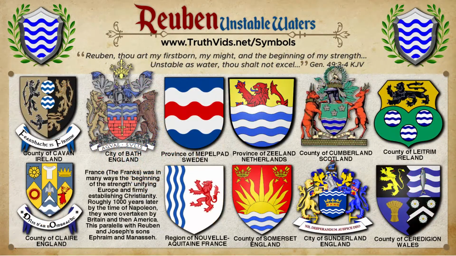Then lastly, the unstable waters. This one you could argue that the symbol just represents a lake or a river, but again, look at how many other Israelite symbols we see used in conjunction.